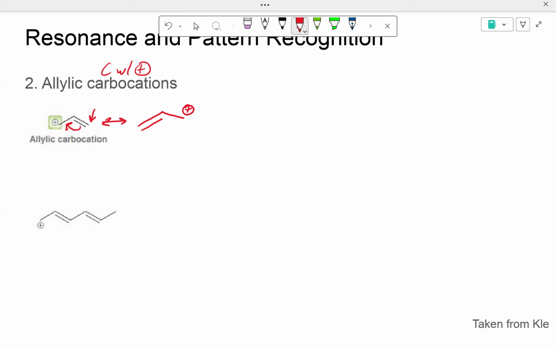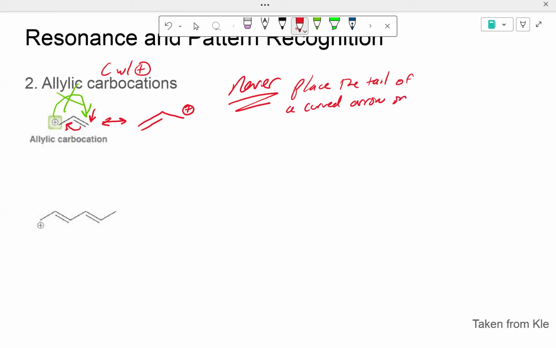Now, I want to point out one very common mistake students make, and they make these all the time when they're dealing with positive charges. Notice I did not draw an arrow showing the plus charge moving over there. That's very, very wrong. Never place the tail of a curved arrow on a positive charge.